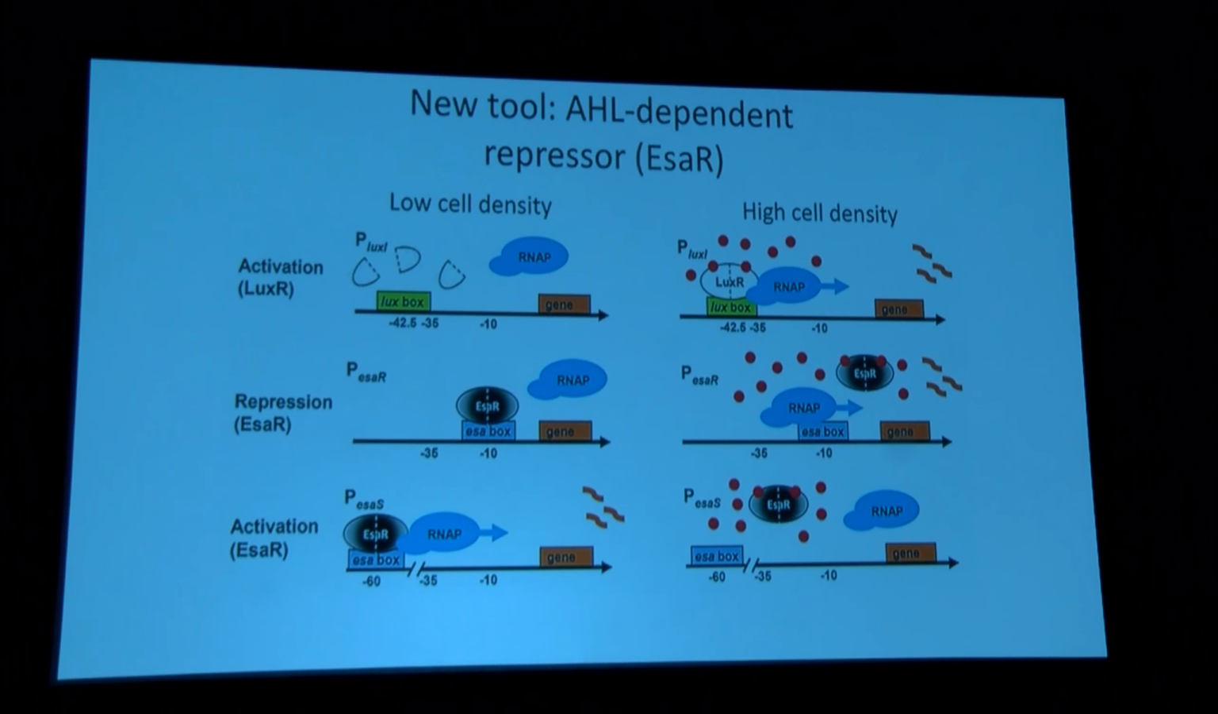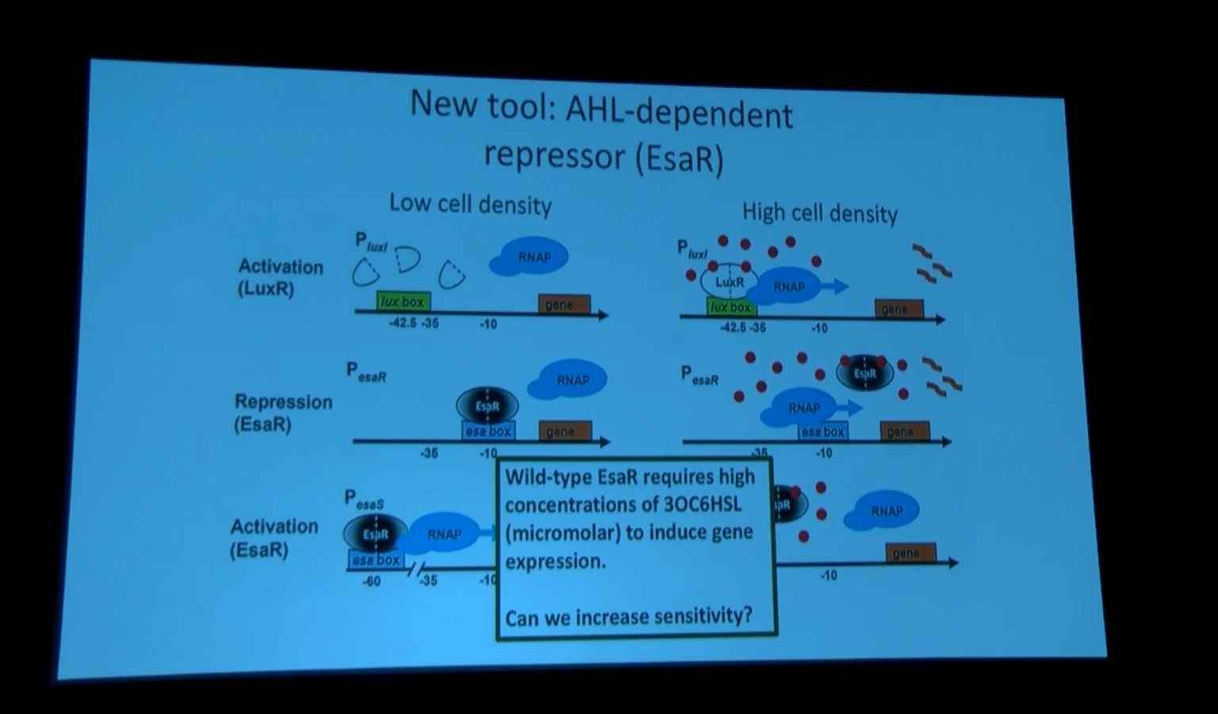And so we were really excited about taking advantage of this system, engineering it, and having it work for different types of application, where you could add a single signal molecule and turn some genes on and some genes off, which can be really important for metabolic engineering applications, especially when you want to switch from the cells growing to production or other types of dynamic processes. But one of the things we found was this wild-type ESA-R required very high concentrations of signal molecule in order to turn on gene expression. And so we thought that was a big challenge, and we wanted to overcome it.